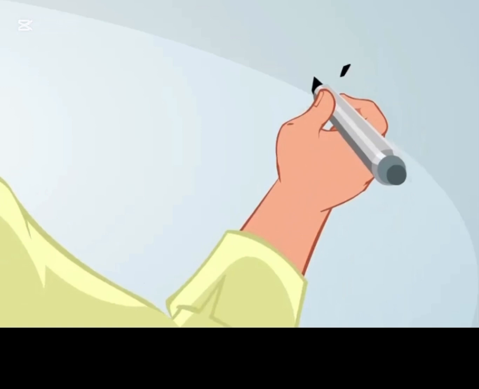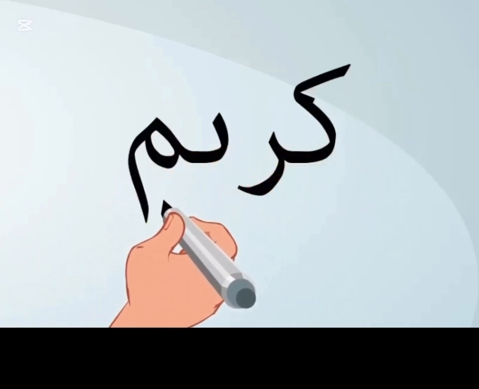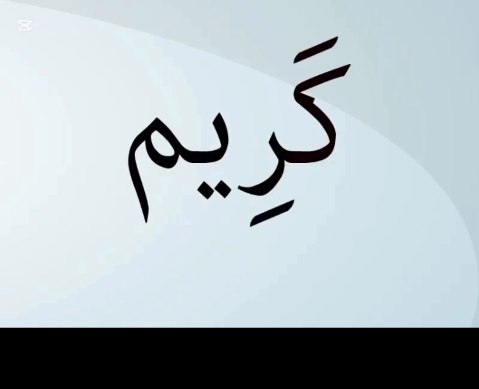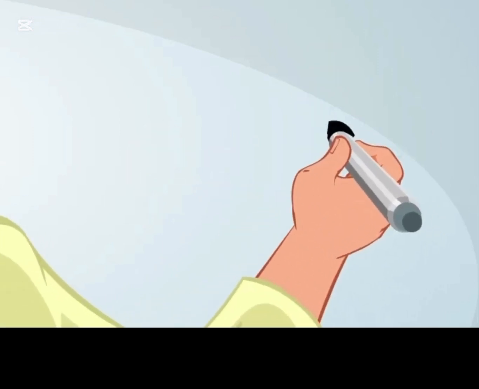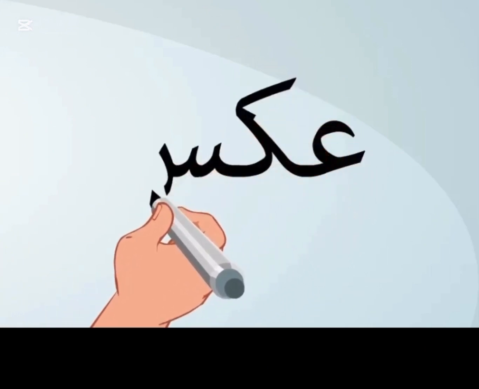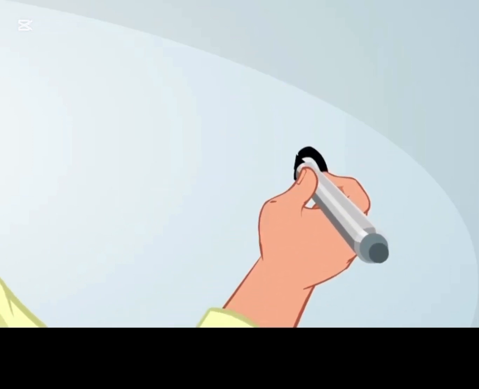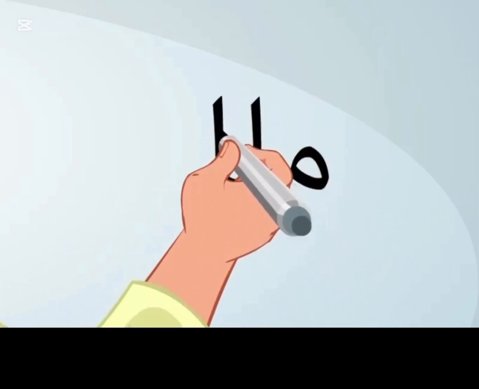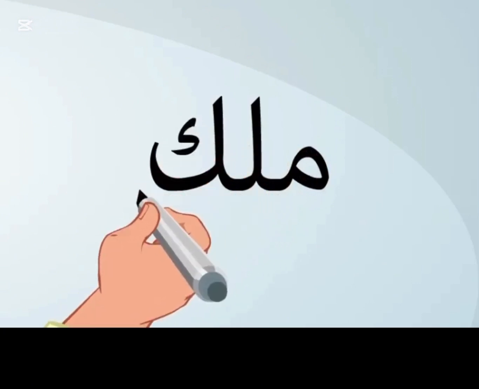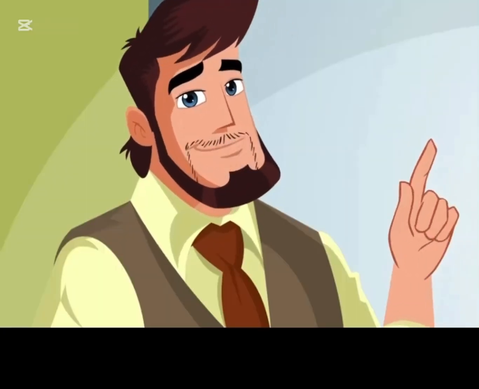This is how we write Kaf at the beginning of the word, like this example. Kareem, which means generous. This is how we write Kaf at the middle of the word, like this example. Aks, which means contrary. This is how we write Kaf at the end of the word, like this example. Malik, which means king.